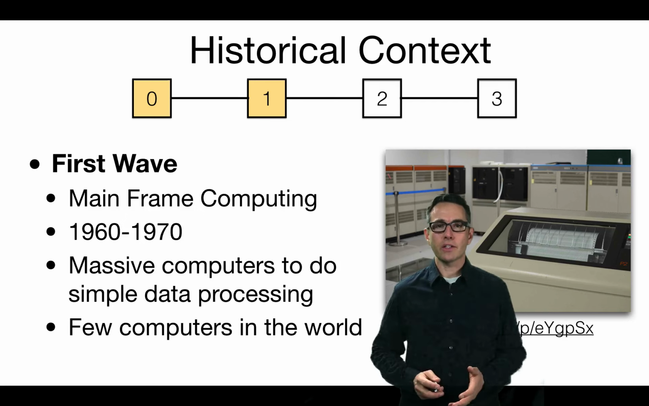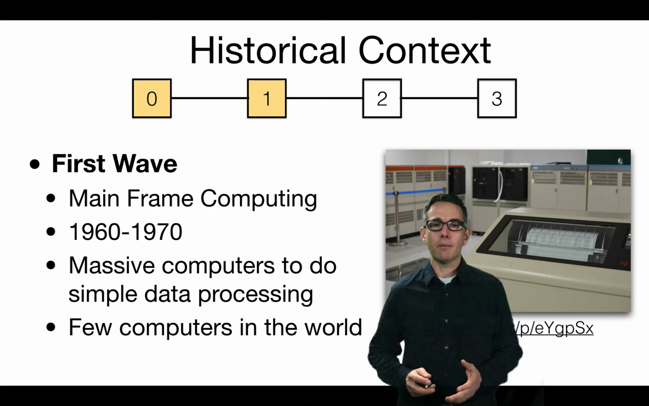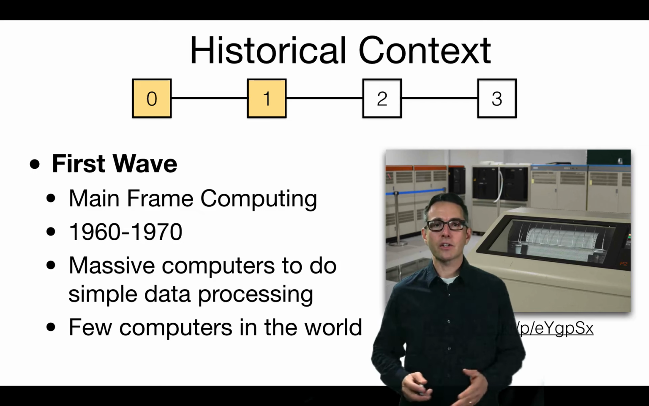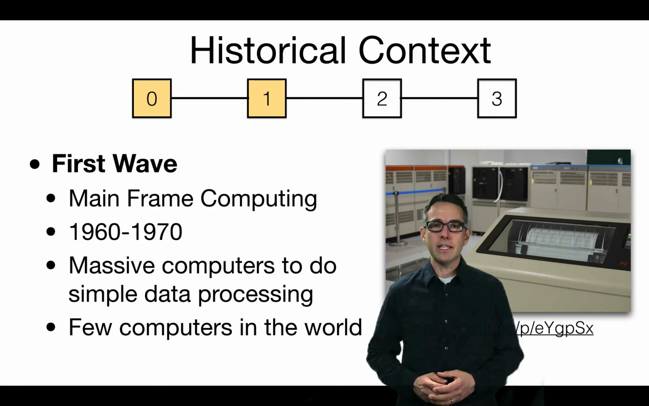Only the largest corporations and maybe some military scientific data labs were able to support them in terms of the infrastructure and the personnel and the training that was needed, and only those organizations actually needed the computing at that point. That's the first wave.